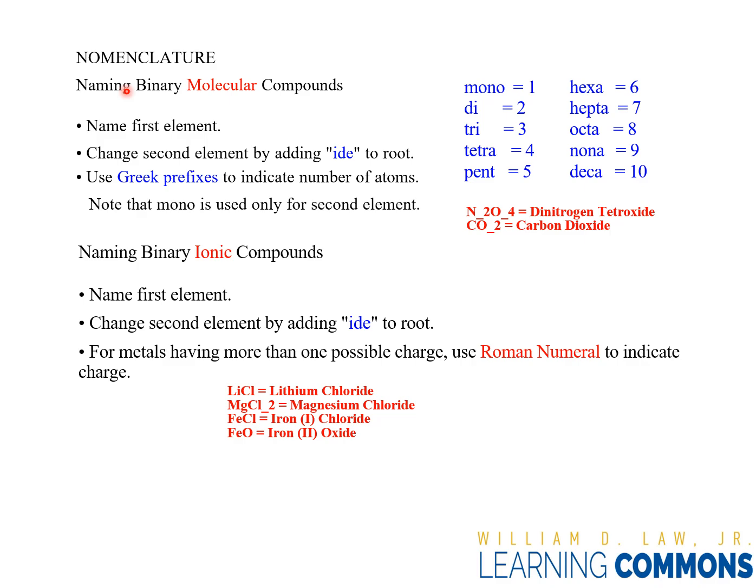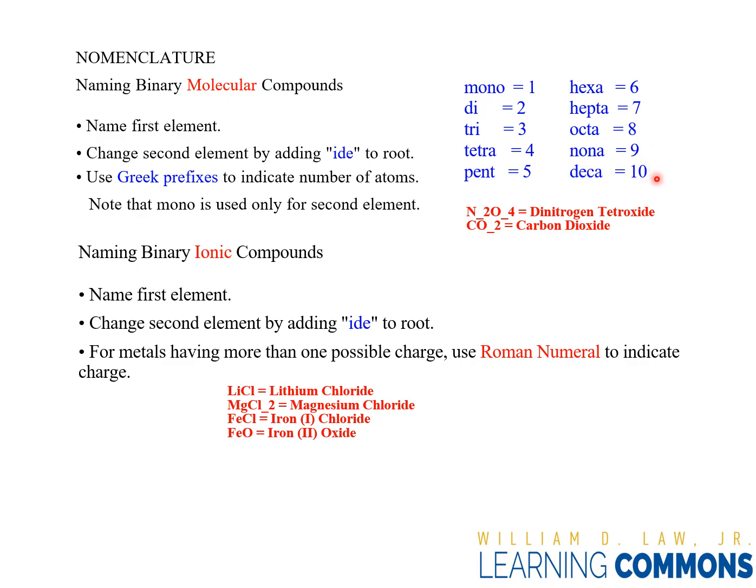Nomenclature. This is the topic, and they teach us how to name molecules, and how to name binary molecules, and we have to know all these prefixes. Prefixes like mono is 1, di is 2, tri 3, tetra 4, penta 5, hexa 6, hepta 7, octa 8, nona 9, deca is 10.